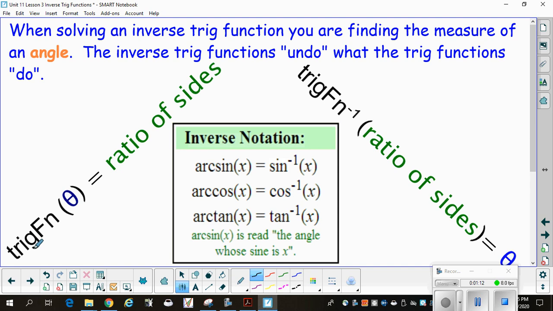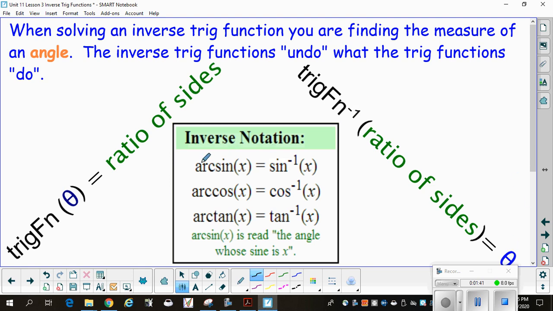Now, when solving an inverse trig function, you are finding the measure of an angle. Trig functions, you find a ratio of sides. Inverse, you find the measure of an angle. The inverse trig functions undo what the trig functions do. So trig function of an angle equals a ratio of sides means that the inverse trig function of a ratio of sides gives you an angle.